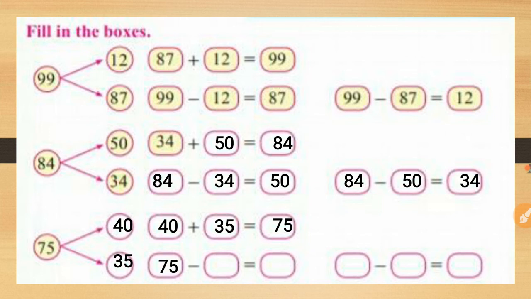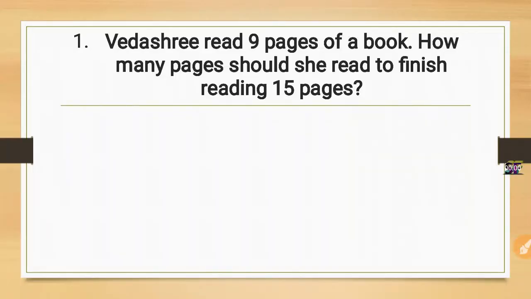From this addition example, we are going to make a subtraction example. 75. So first we are going to take the sum, and we will take one number from these two numbers. So 75 minus 40, we will get 35. Now we are going to make another example of subtraction. 75 minus 35, we will get 40.